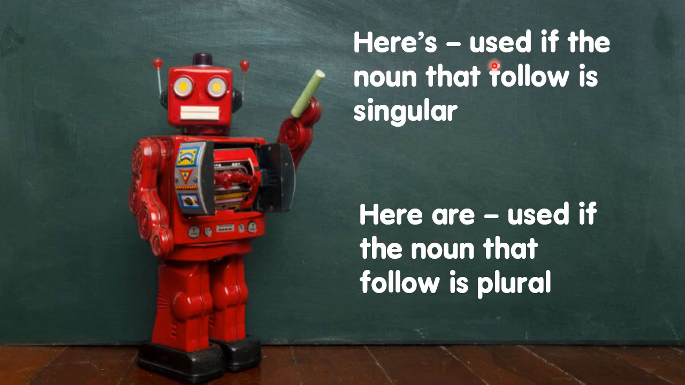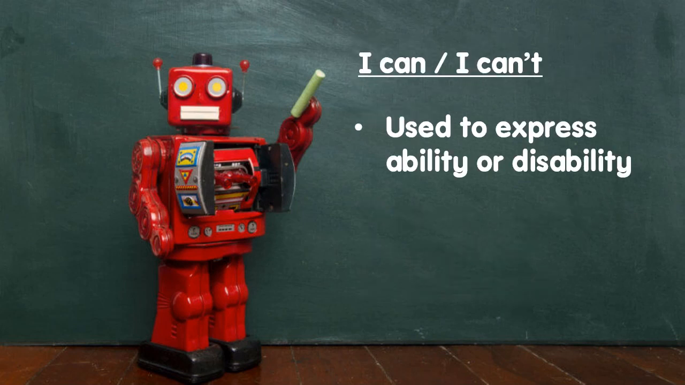Here's is used if the noun that follows is singular. Here are is used if the noun that follows is plural. Okay? I can or I can't, or in other words, I cannot, are used to express ability or disability. Okay?